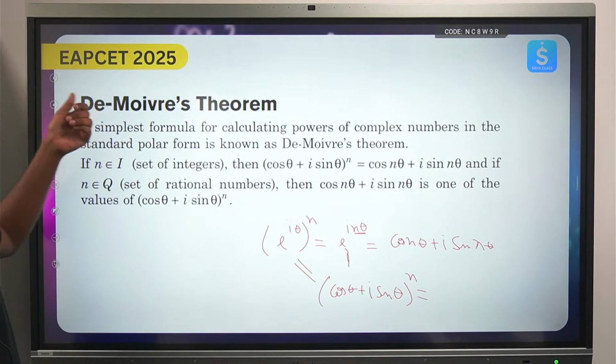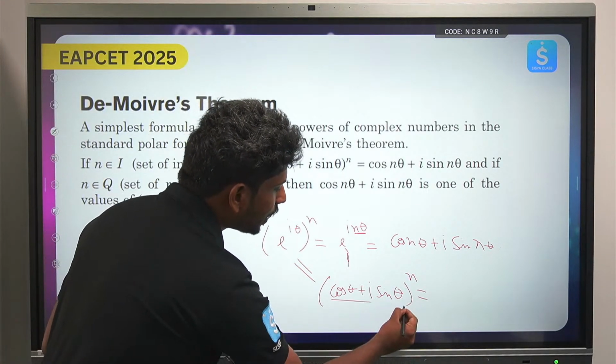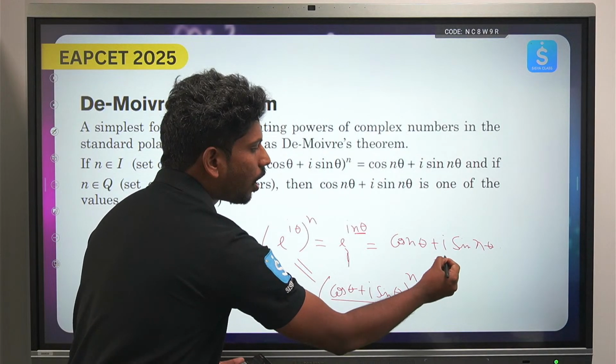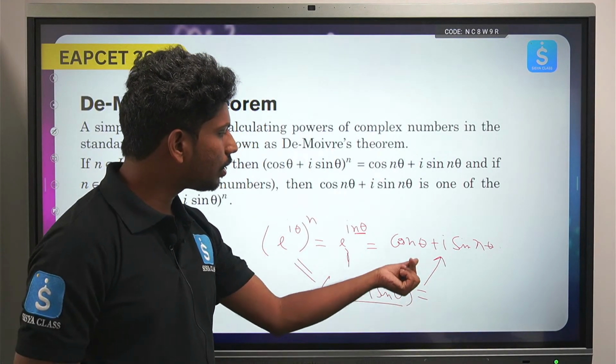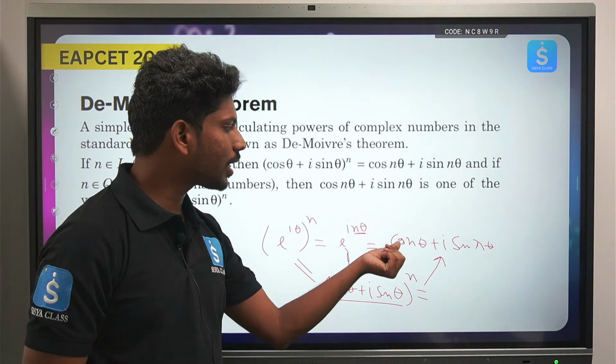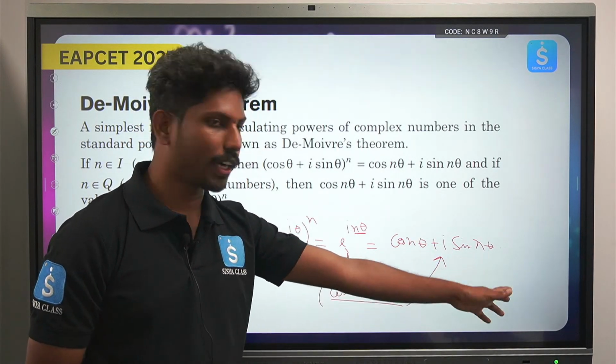The next one is de Moivre's theorem. In this, it says cos theta plus i sin theta whole to the power n is nothing but cos n theta plus i sin n theta. Whatever n is in the power, you take it as n times the angle inside the function, like cos of n theta, sin of n theta.